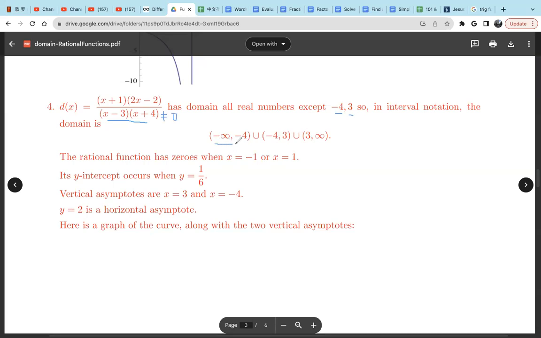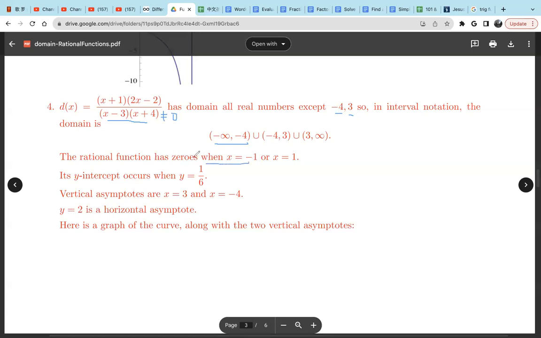Writing the interval notation means all the numbers from -infinity up to -4, not including -4. Union from -4 to 3, not including -4, not including 3. Union 3 up to infinity, not including 3. So this is called interval notation.